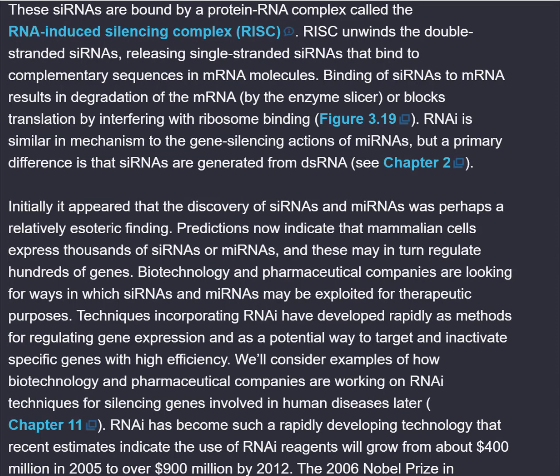These siRNAs are bound by a protein-RNA complex called the RNA-induced silencing complex, RISC. RISC unwinds the double-stranded siRNAs, releasing single-stranded siRNAs that bind to complementary sequences in mRNA molecules. Binding of siRNAs to mRNA results in degradation of the mRNA by the enzyme slicer, or blocks translation by interfering with ribosome binding. Figure 3.19. RNAi is similar in mechanism to the gene silencing actions of miRNAs, but a primary difference is that siRNAs are generated from dsRNA. See Chapter 2.